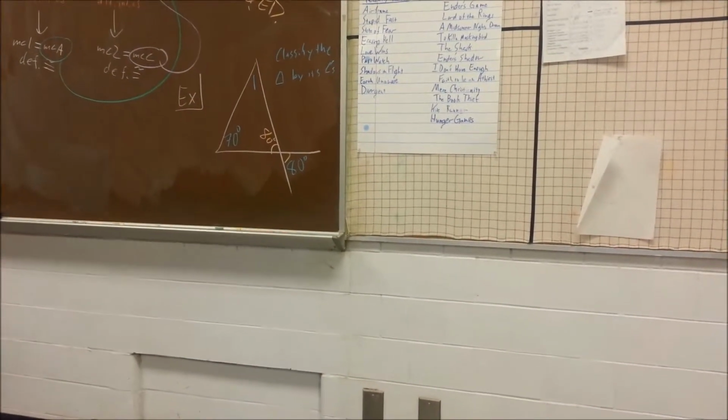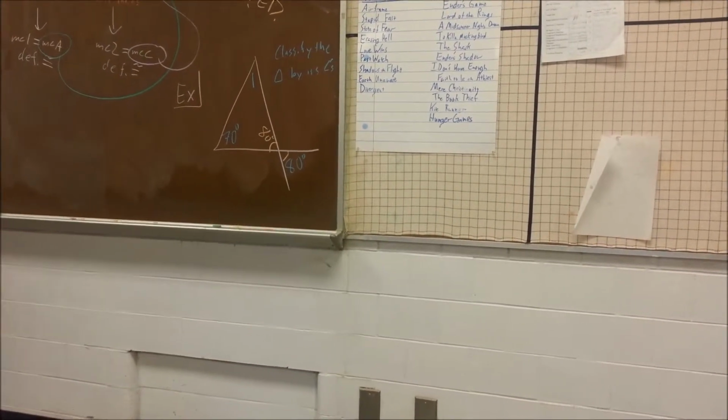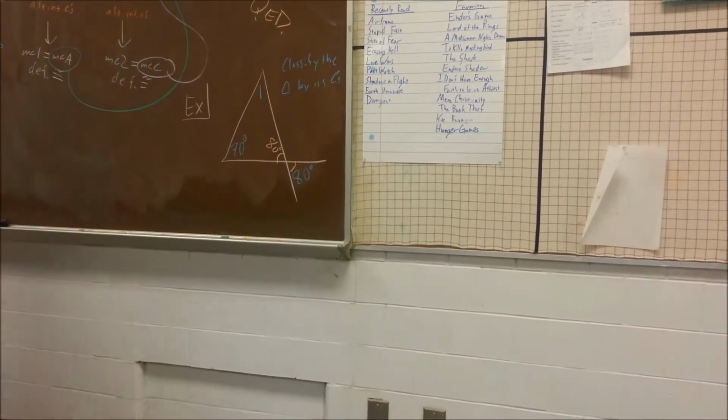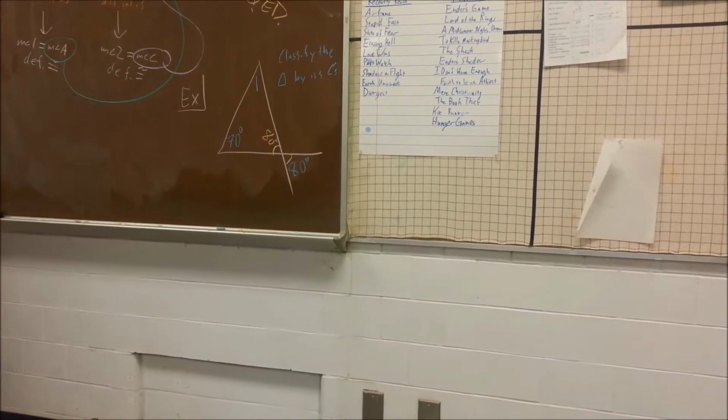So now, how many degrees are in a triangle, sir? 180. So how many degrees do we have down here if we add these together? 120? What's 7 plus 8?